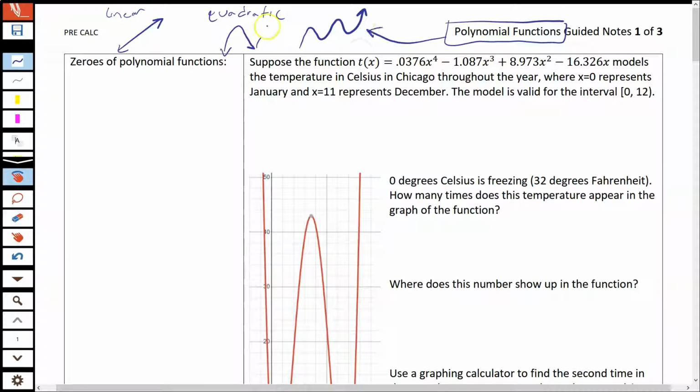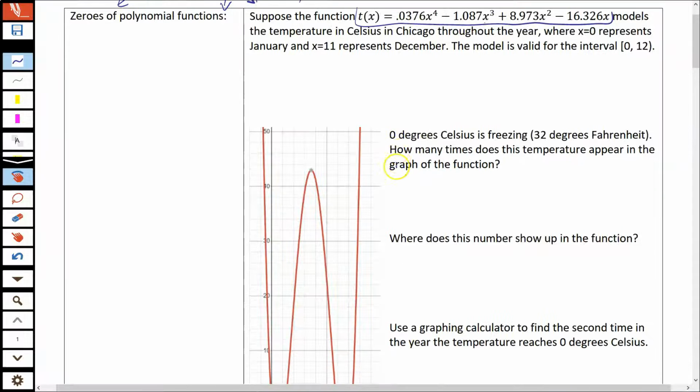And these are related to quadratic functions. In fact, a quadratic is a special type of polynomial function, but a polynomial function is anything made up of powers of x. So here's my example, T of x. In this case, this models the temperature throughout the year in Chicago. So we know that does not follow this pattern, we would die, or this pattern. It's a little more complicated than that, right?